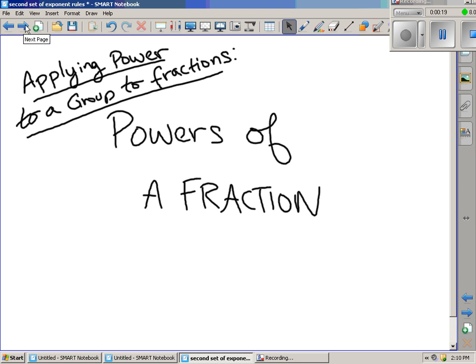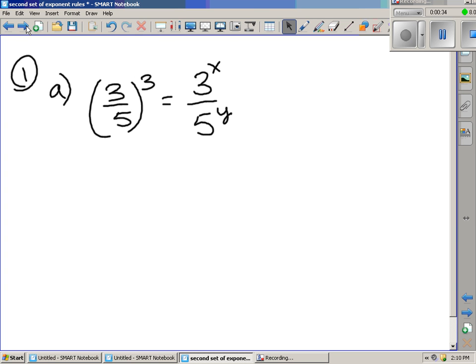The first part of this section applies a rule that you already know to fractions. So when we talked about power to a group, you take it to every single piece of the group. We're going to do the same thing when we talk about fractions. So number 1a, the first example is 3/5 to the third power. And what happens here is you take the 3 to both the 3 in the numerator and the 3 in the denominator. So x is equal to 3 and y is also equal to 3.